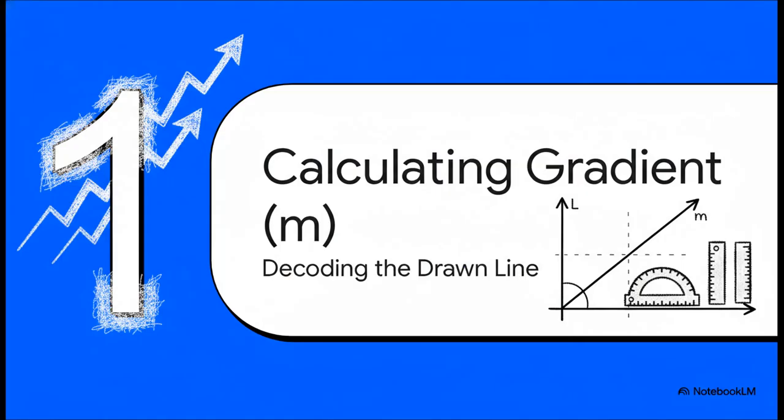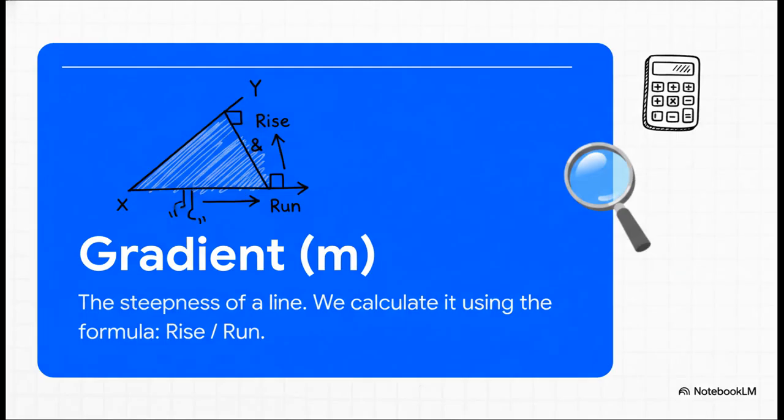Right, so first things first, let's hunt down m, the gradient. This is just a number that tells us how steep our line L actually is. The way we figure out the gradient is with a simple formula, rise divided by run. Just think of it like this. How far up or down do you have to go? That's your rise. For every step you take across to the right, that's your run. Rise over run. Simple as that.